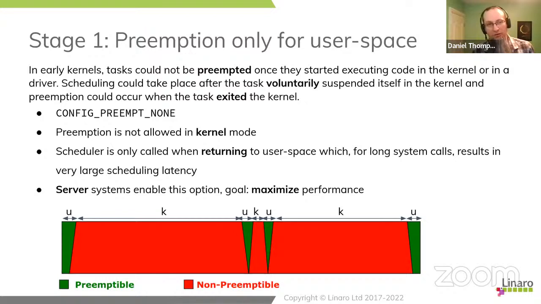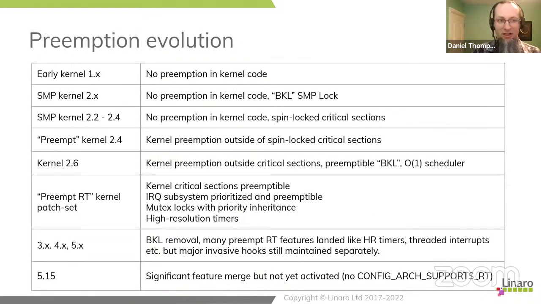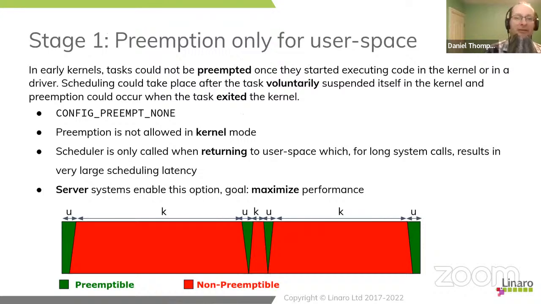Okay, so history lesson done. We'll now look at what these different models are. Interestingly, I believe these models are actually also mapped to the timeline. So this stage one is clearly early kernel 1.0 and onwards, and then we get the voluntary, and then we get the preempt. So it's actually in time order as well.